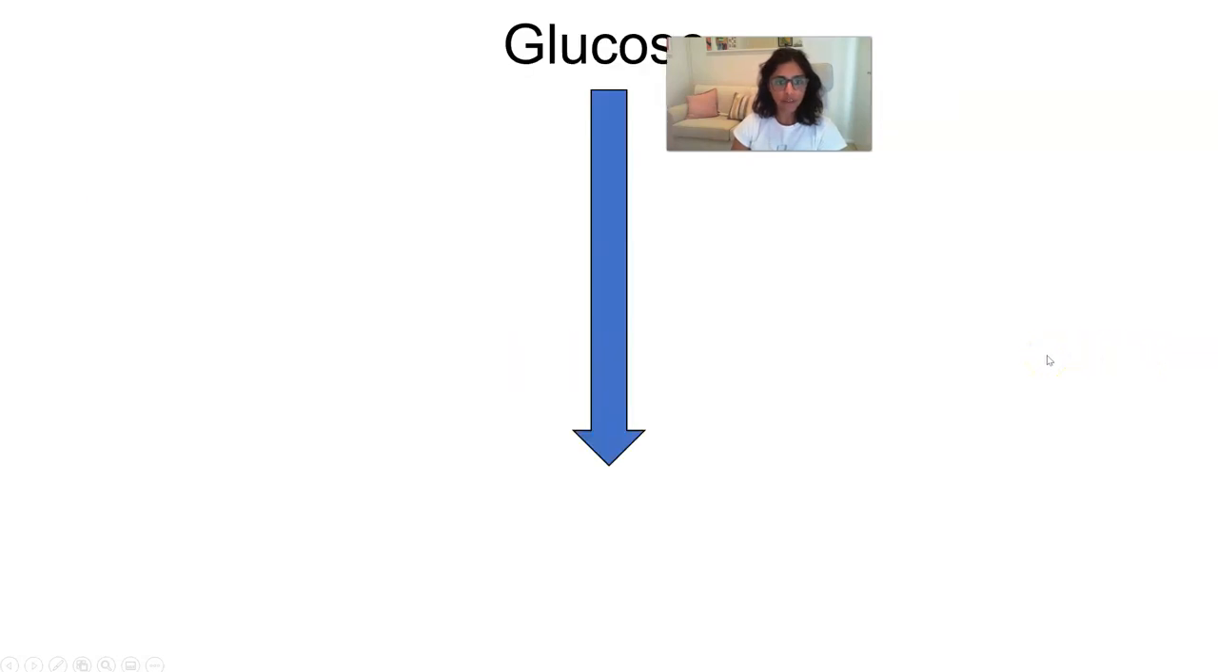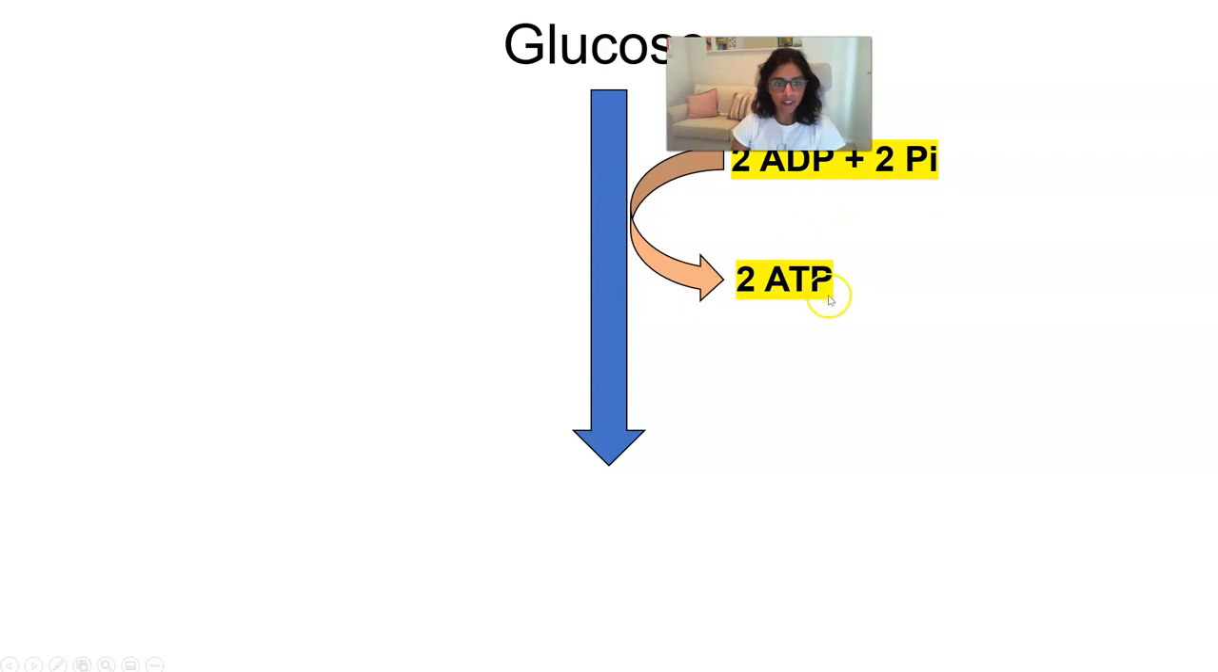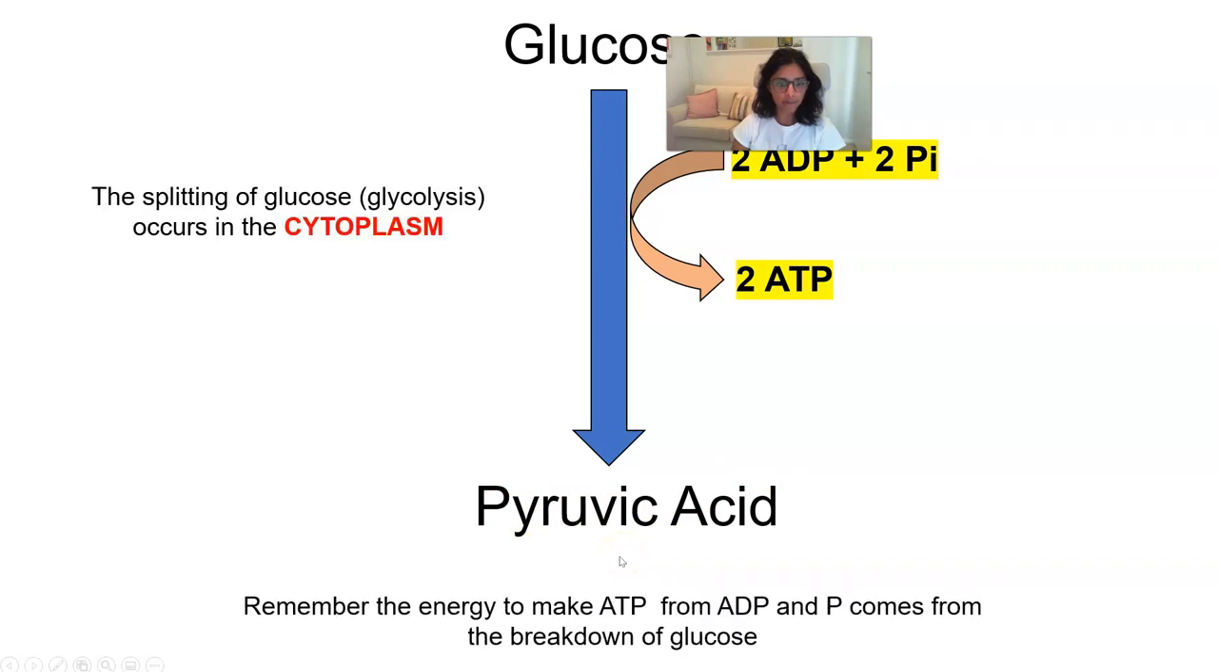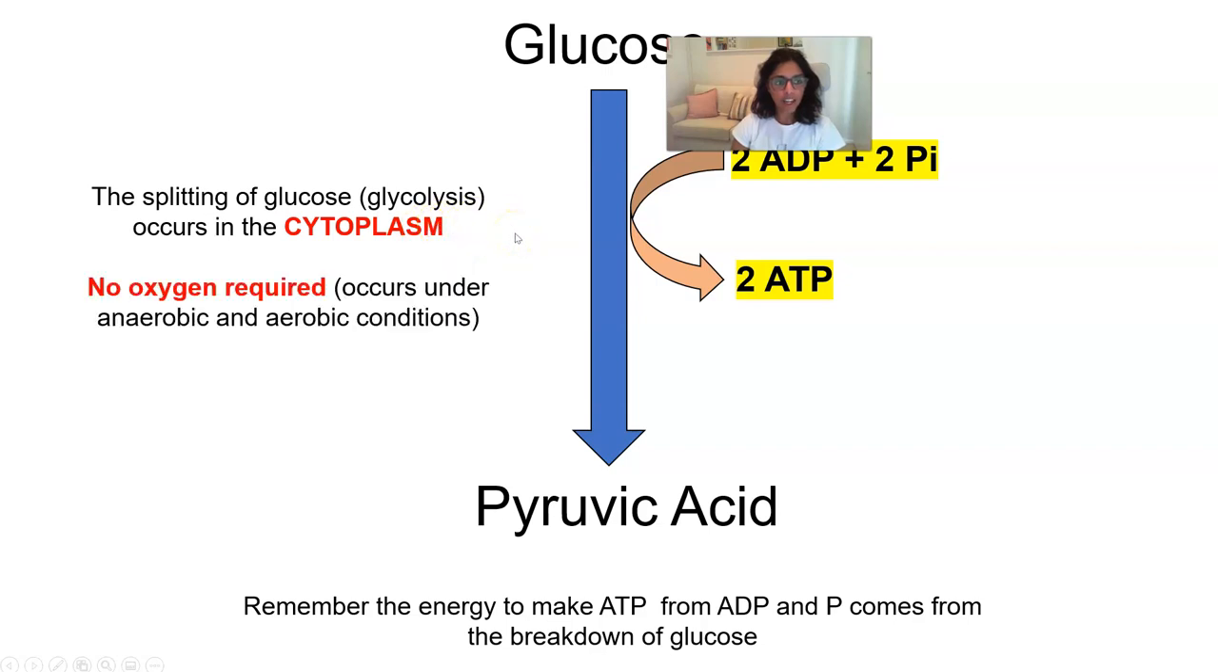Just as a little summary here, glycolysis is represented by glucose being split, and 2 ADP plus 2 phosphates are synthesized in that process. Because 2 chemical bonds are broken, we produce 2 adenosine triphosphate, and the molecule that we produce as a result is 2 lots of pyruvate, sometimes known as pyruvic acid. This occurs in the cytoplasm, so glycolysis occurs in the cytoplasm and can occur without oxygen, but it does occur in both aerobic and anaerobic respiration.